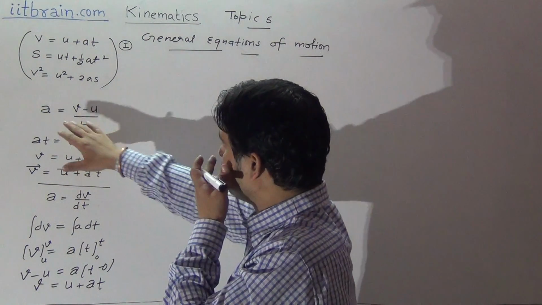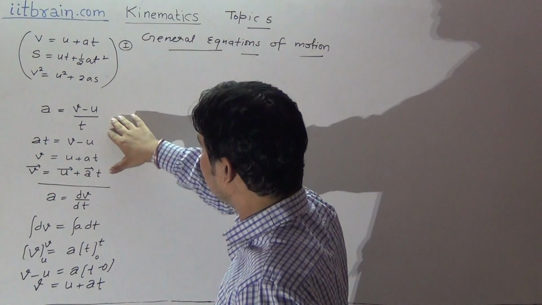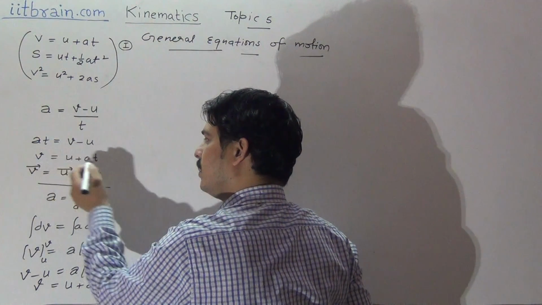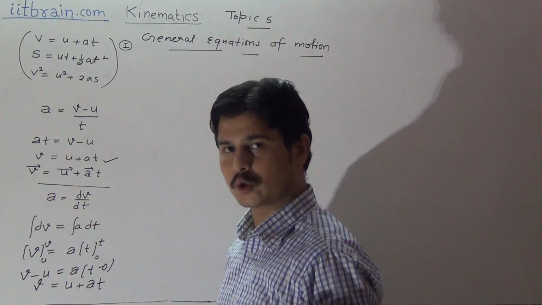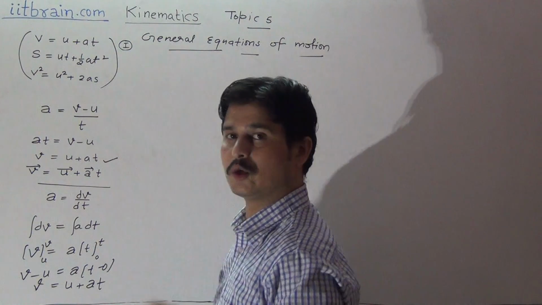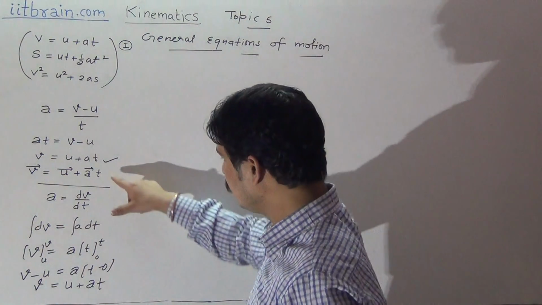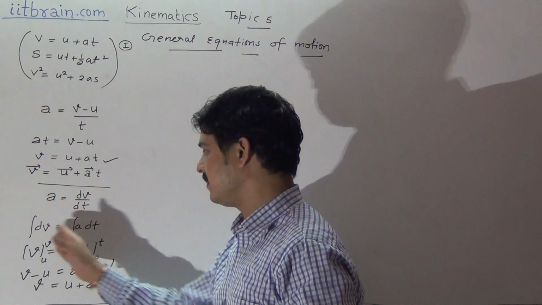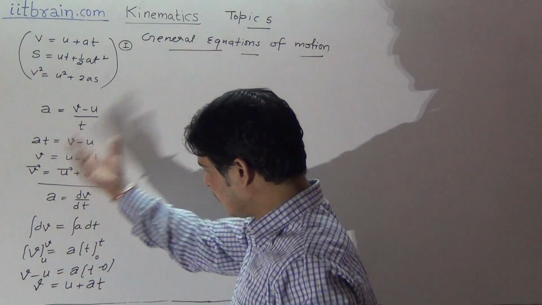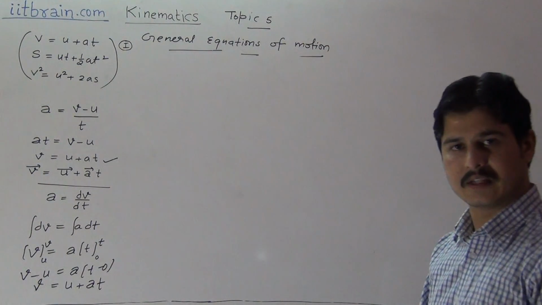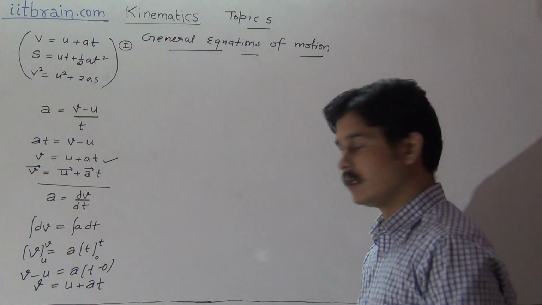Once again, generally this is the definition of acceleration. On arranging this equation, you will get v equal to u plus at. And in vectorial format it is v vector is u vector plus a vector multiplied by time. And now by calculus, a is dv by dt, so dv is a dt. On integrating and taking limits, you will get v equal to u plus at. So this is the method to derive the first equation of Galileo.